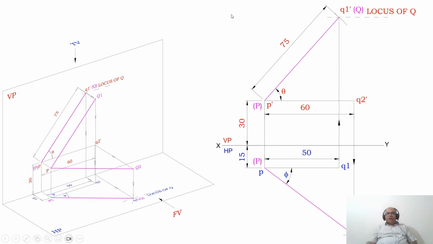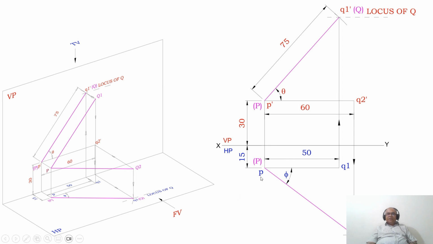So how to plot this in 2 dimensions? With P dash as center, take the distance as 60. You measure the distance as 60 and mark that point as Q2 dash. Then, as the front view line is parallel to XY, correspondingly in the top view you will get the true length. So, from Q2 dash, you draw a vertical projector to the top view.